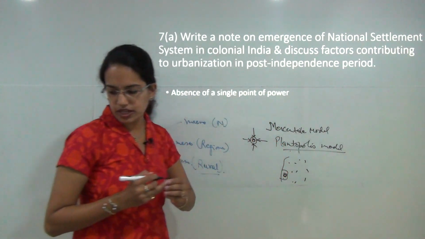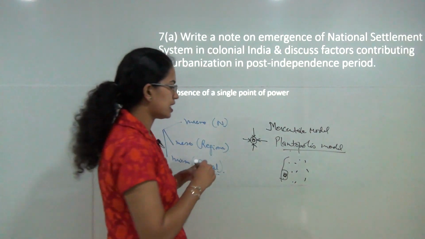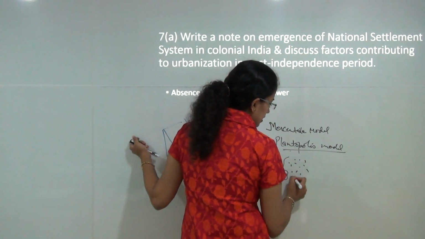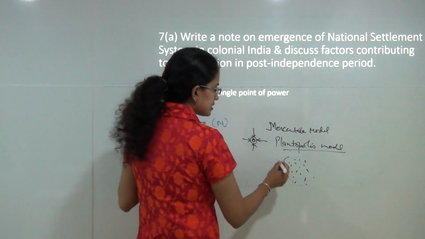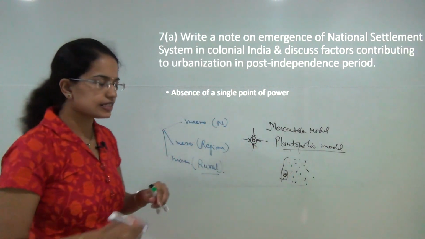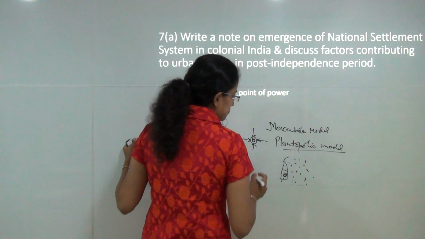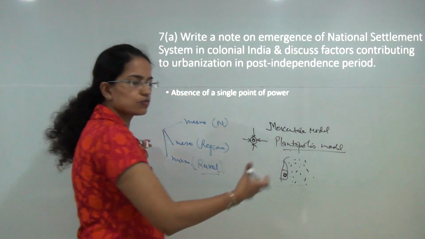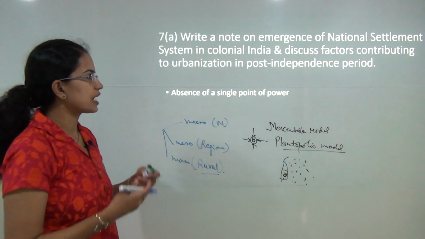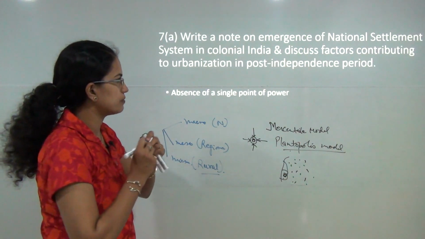Slowly and gradually, marginal farms started popping up between the plantation regions, and finally this urban center that existed started to grow and expand. So it was this pattern that led to the formation of a kind of national settlement system under the colonial period.